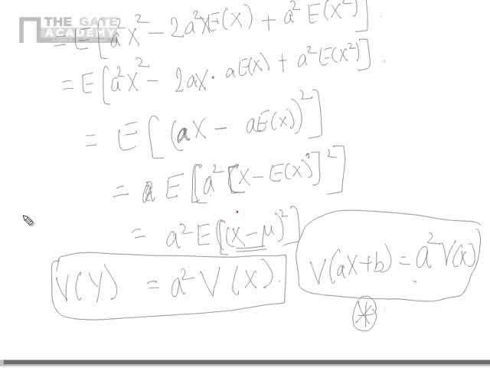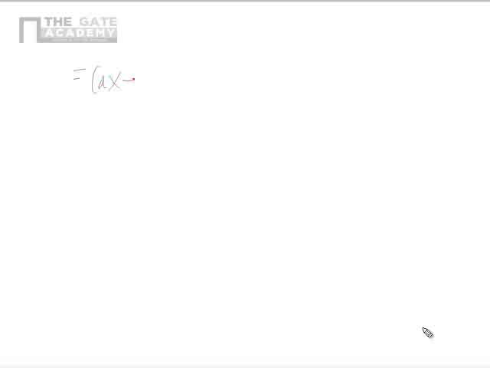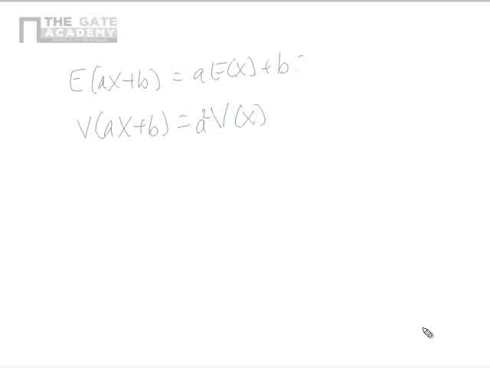So what did we prove? E(ax plus b) is nothing but aE(x) plus b. Variance of ax plus b is nothing but a square times variance of x. These are 2 very important results.